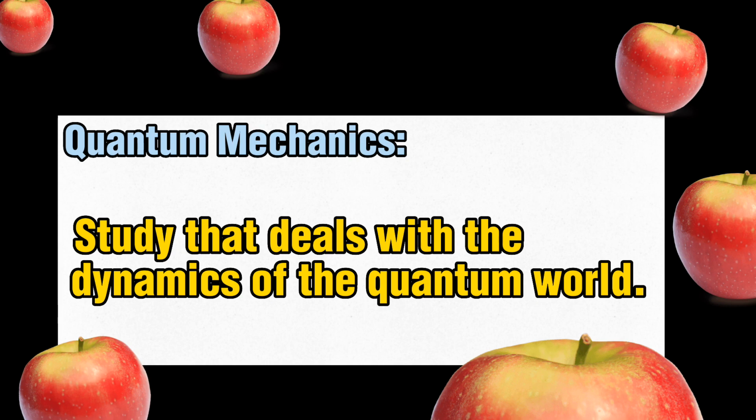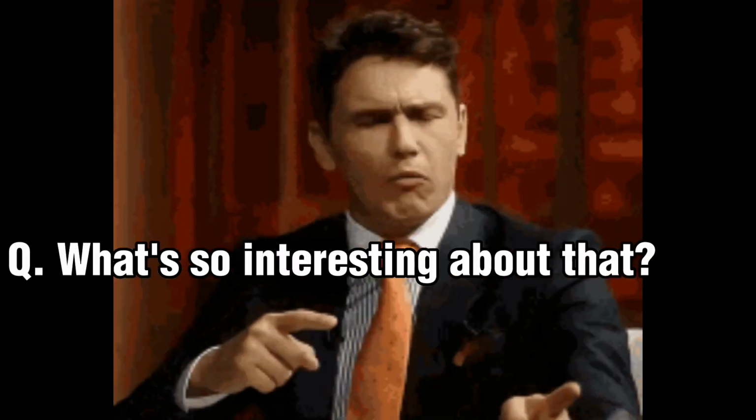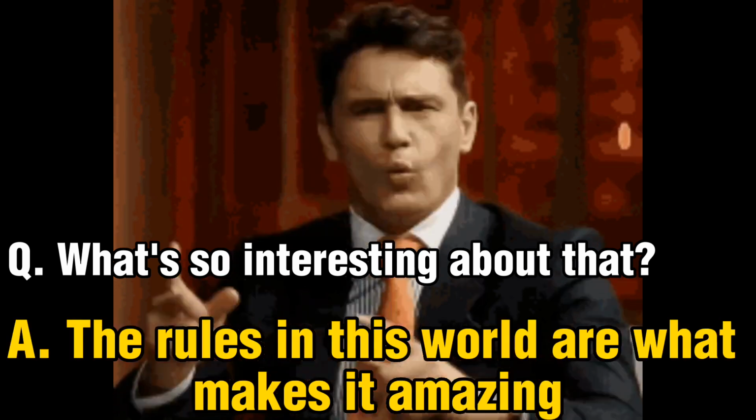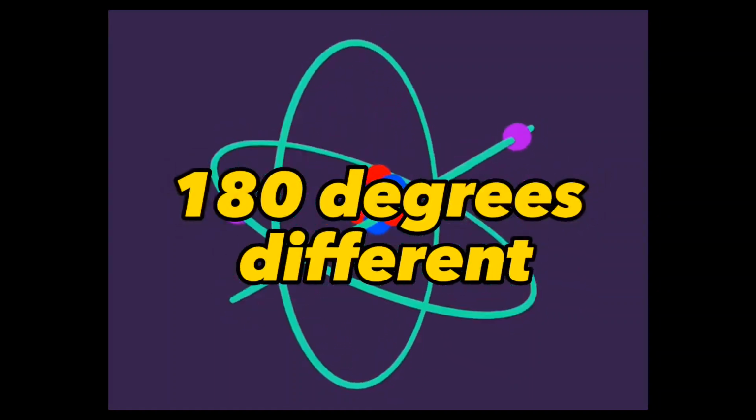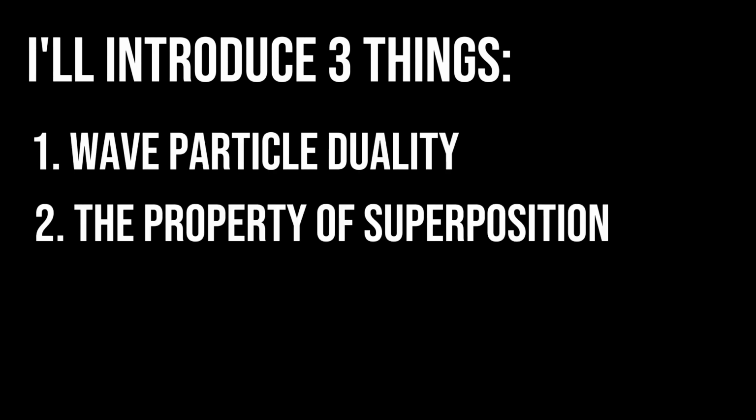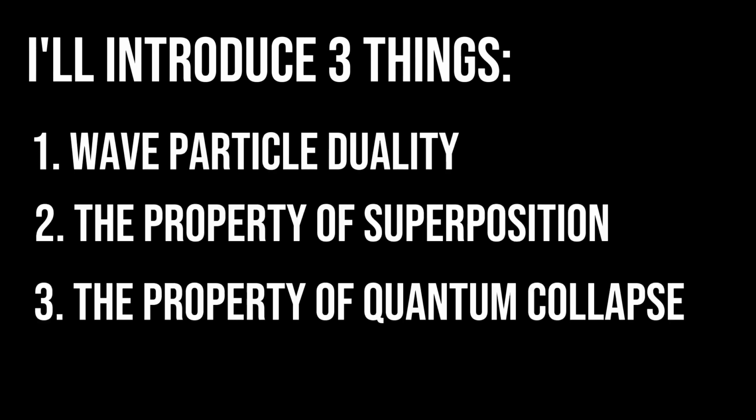So basically, quantum mechanics is a study that deals with the dynamics and movements of this quantum world. What's so interesting about that? Well, it's the rules in this world that are amazing. The rules in the world of quantum are 180 degrees different from the rules in our world. So how are they different? In this video, I will introduce three things: wave-particle duality, the property of superposition, and the property of quantum collapse.